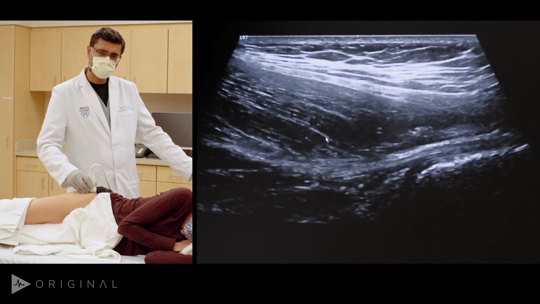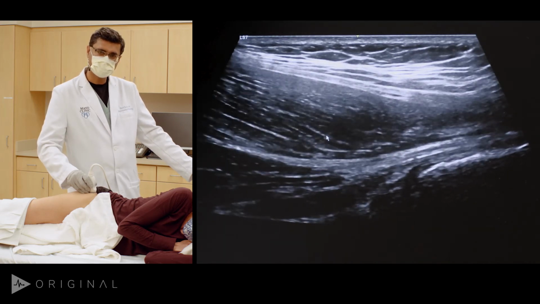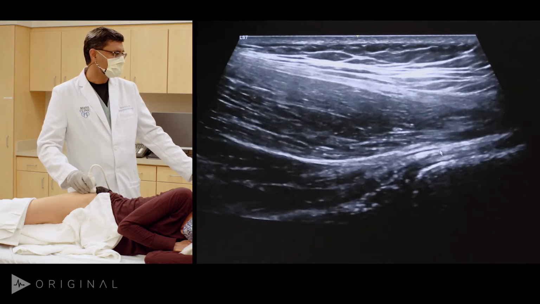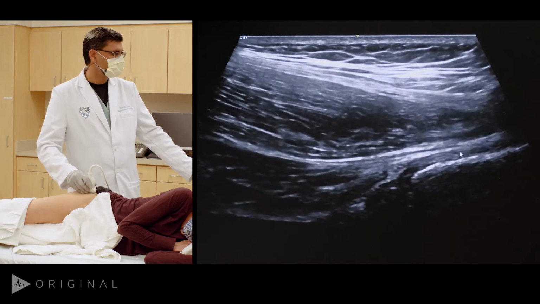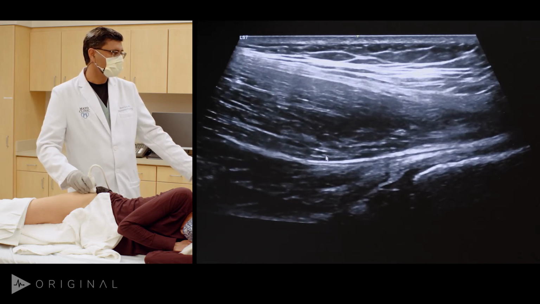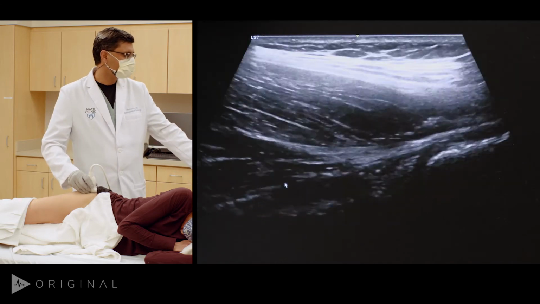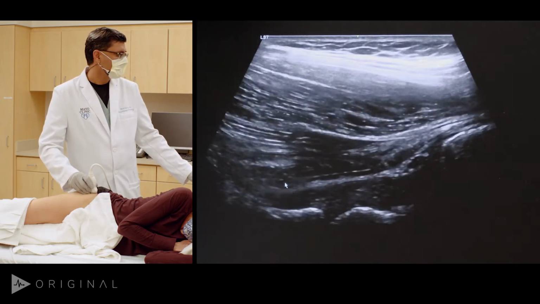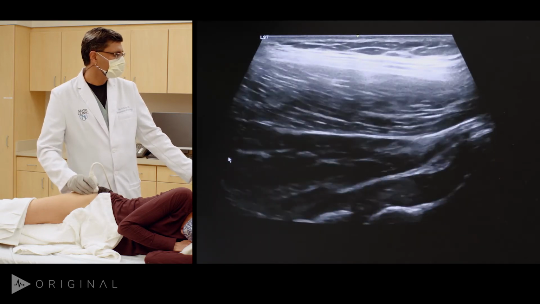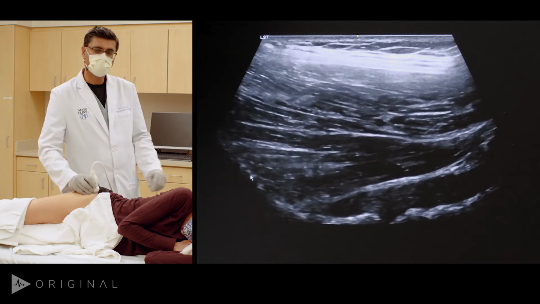Superficial to the gluteus minimus are fibers from the anterior gluteus medius muscle. So don't get fooled by these. Think about the gluteus minimus tendon becoming an anterior aponeurosis and the bulk of the muscle is posterior to it. If I increase the depth of the transducer, you can see I can follow the gluteus minimus to its insertion onto the iliac bone.